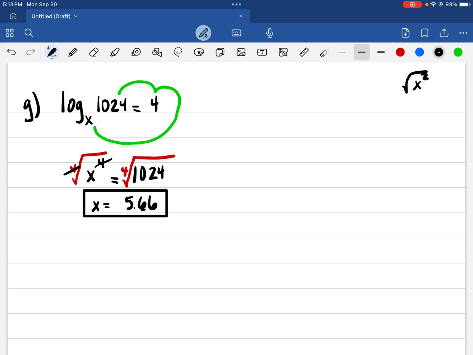All right, so if you need some time, just take and process these. You can pause at any point. All right, I'm going to keep going with some more examples, and we're going to do some here with some natural logs.